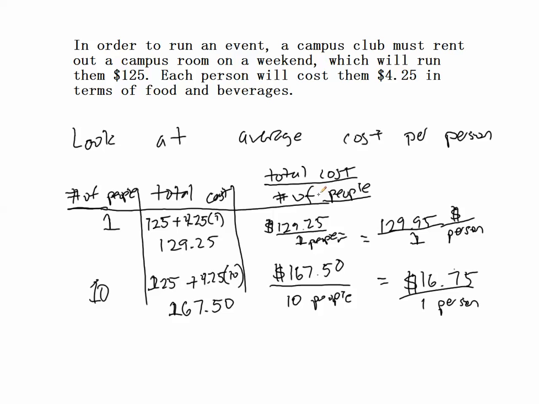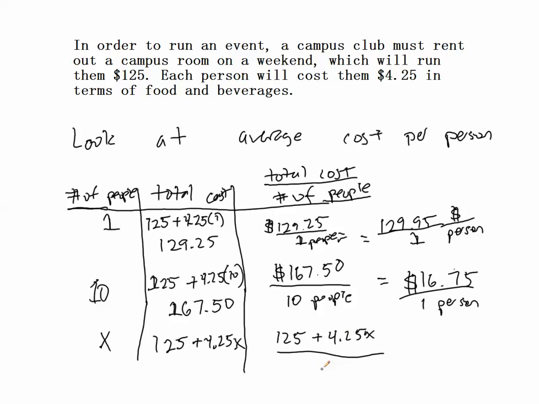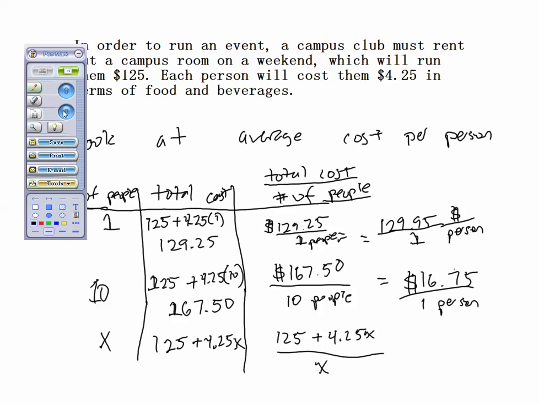Well, let's make this a little bit more general now. So we have, let's say, we'll just call it X people. The total cost of having those X people attend is the $125 overhead plus $4.25 times X, times the number of people. And to find the average, we take the total cost, which is 125 plus 4.25X, and then we divide that result by the number of people. And so therein lies our formula. So our average cost, let's call that A, is equal to (125 plus 4.25x) divided by x.